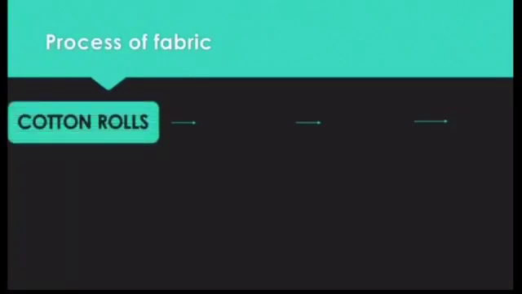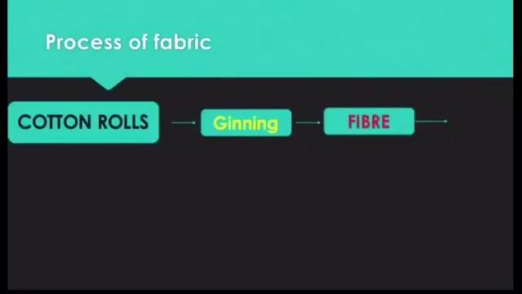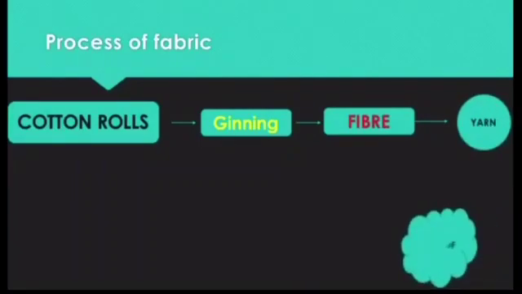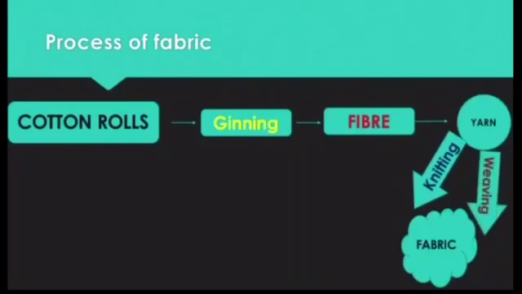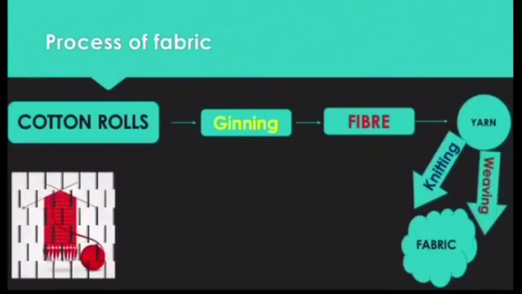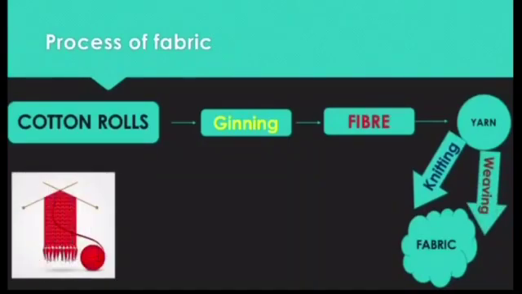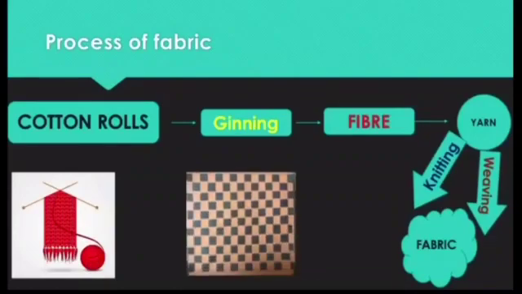First, we take the cotton rolls, then we do ginning, that is separating seeds and cotton. Then that comes under fiber. After fiber, we convert them into yarn. From yarn, to make a fabric, we use knitting and weaving. I hope you all have understood this process or this chapter.